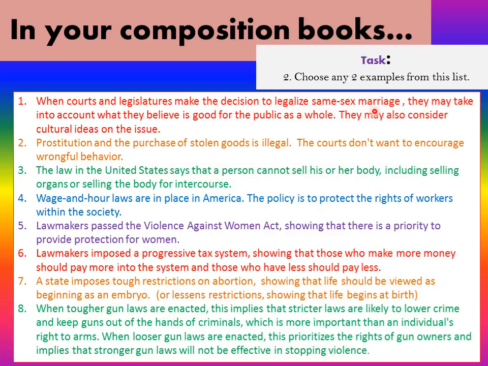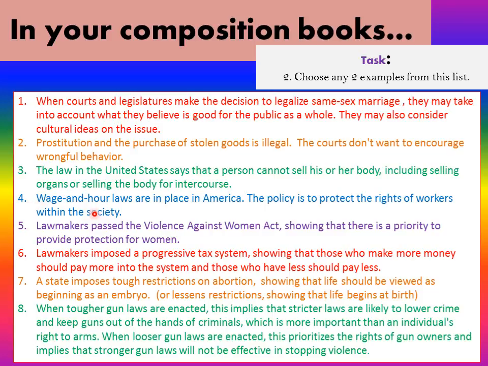Number 2, prostitution and the purchase of stolen goods is illegal. The courts don't want to encourage wrongful behavior. Now, you can do this one. I'm going to do that one for a model for you. So I'm going to answer that one. Number 3, the law in the United States says that a person cannot sell his or her body, including selling organs or selling the body for intercourse, which of course means sex. You can write about that one if you'd like. What are the cons of this being illegal? What are the pros of it being illegal?